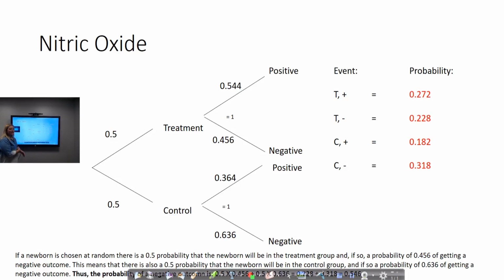So like how we did in the heads and tails, the coin tossing event, you have to multiply along the lines. So to find the negative outcomes, you find the treatment times the negative outcome, which would be your treatment and your negative. So 0.5 times 0.456 is going to be 0.228. And the same with control along the negative outcome, which is going to be 0.318. To find the probability of getting a negative outcome whatsoever, you add those together. So the probability of getting a negative outcome here is going to be 0.228 plus 0.318, which is 0.546, or about 55%.